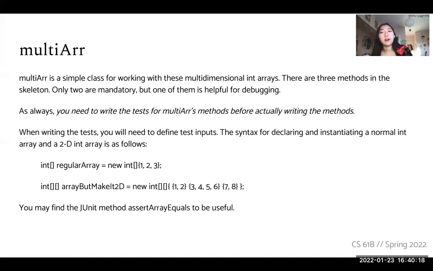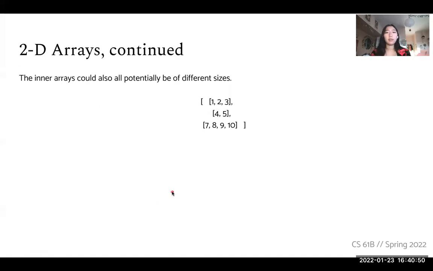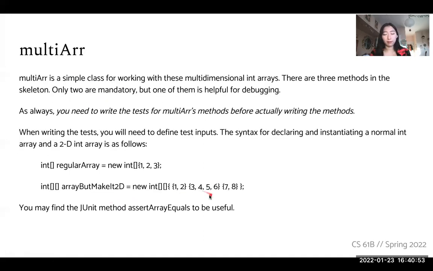And so the syntax for declaring and instantiating a normal int array and a 2D int array is as follows. For the regular or normal 1D array, if you wanted to make it with the elements 1, 2, and 3, you could do something like this, right? If you wanted an array but make it 2D, then you could do something like this, right? And so you instantiate it and populate the array with this format. And so we can see this one happens to have 3 inner arrays, and then those inner arrays have the elements 1, 2, then 3, 4, 5, 6, and then 7, 8 respectively.